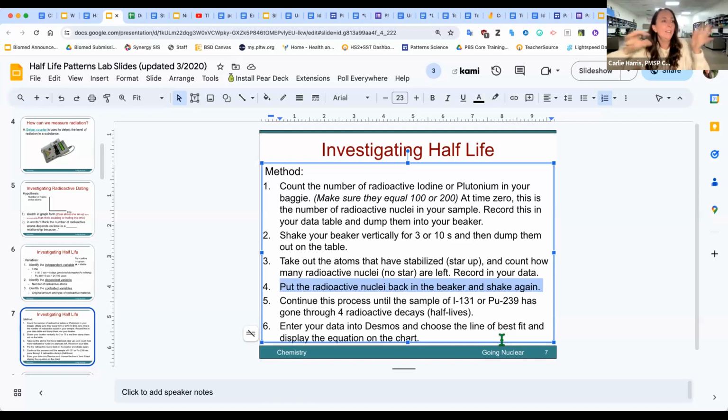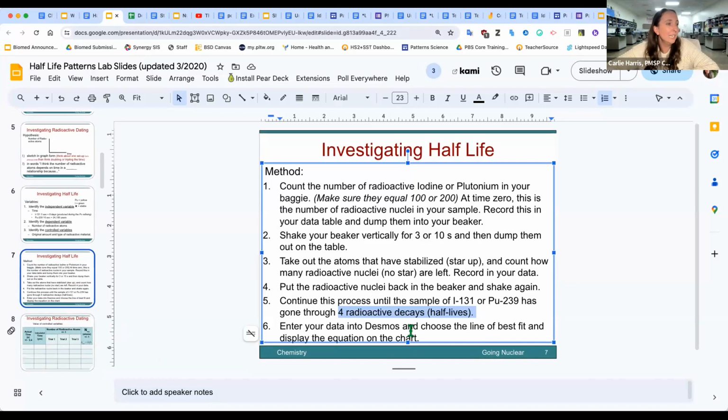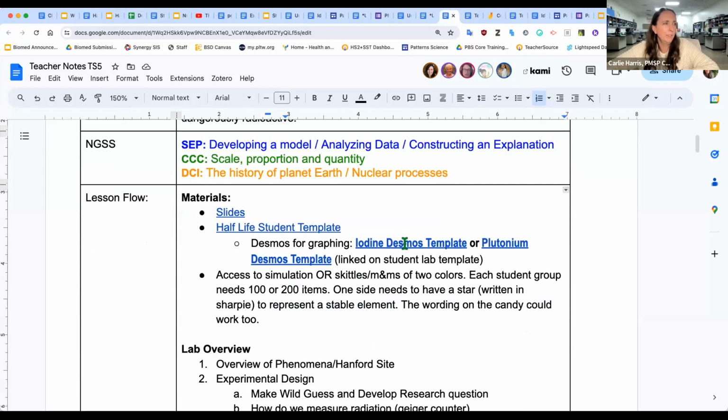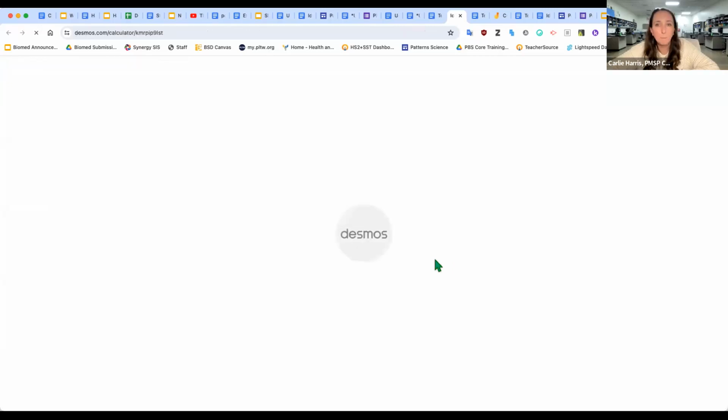And so then they shake it and they dump it. They'll do this so that whichever element they have, you jigsaw, you can divide up in your classroom who has iodine, who has plutonium, and they're going to go through 4 radioactive decays, or half-lives. And students will record this information into Desmos on the teacher notes. And this is also linked on the student lab.